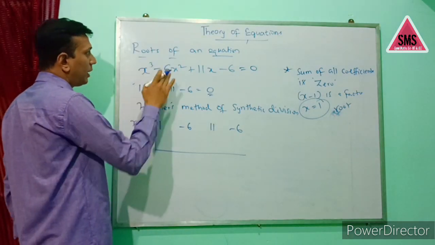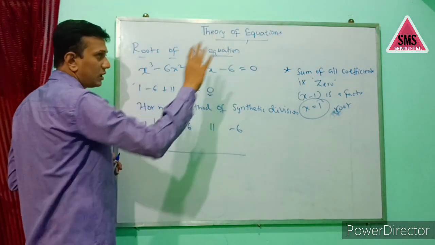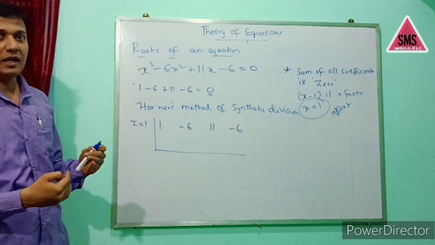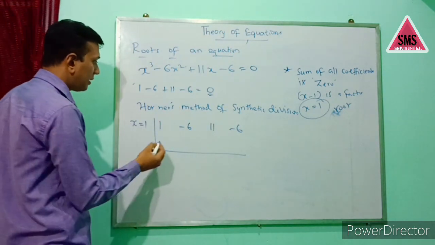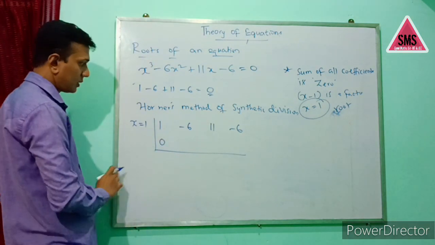So in a cubic polynomial how many terms are there? 1, 2, 3, 4 terms are there. So I have to reduce the degree. That means I have to reduce one term. I have to make one term as 0. So I will keep 0 here.